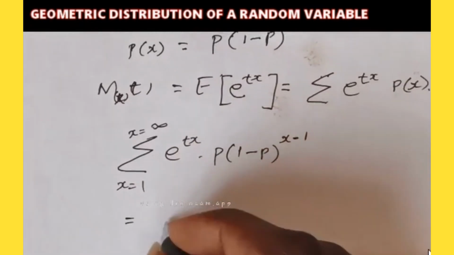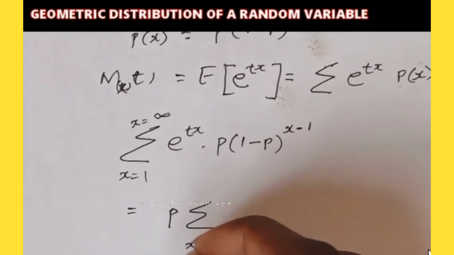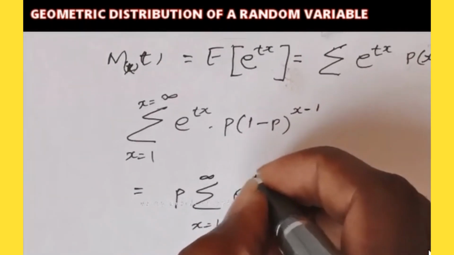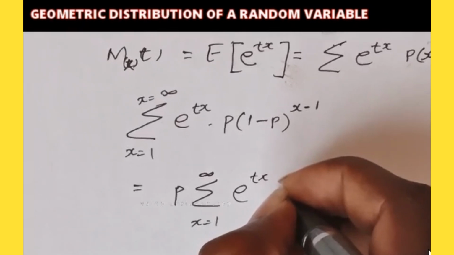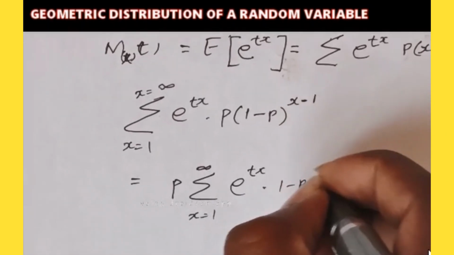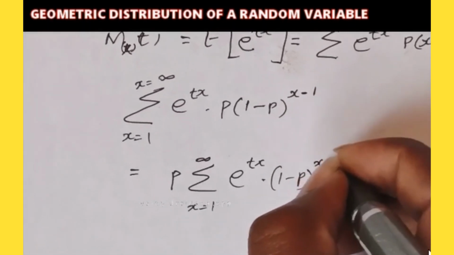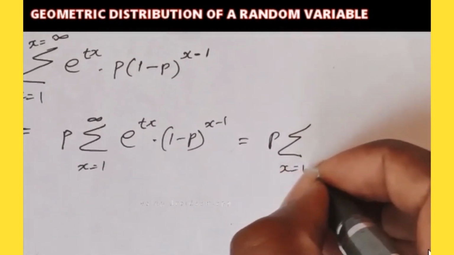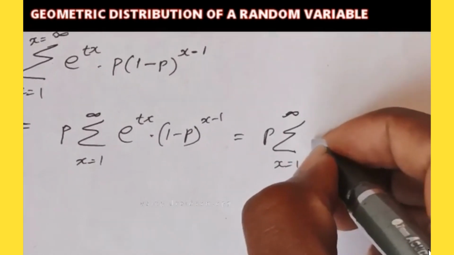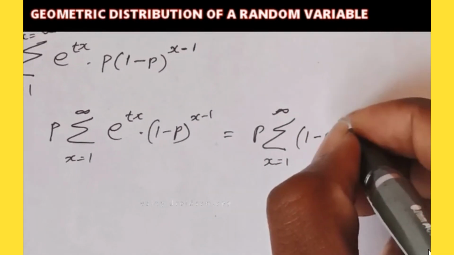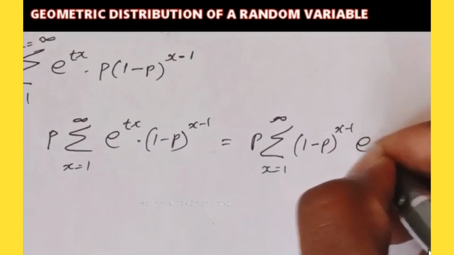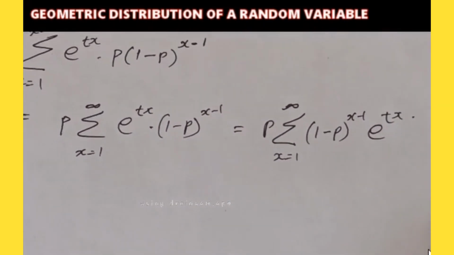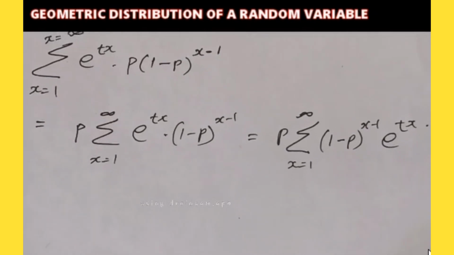So our equation is going to be p times the summation of x from 1 up to infinity of e^(tx) multiplied by (1 minus p) raised to x minus 1. You can write this as p, then the summation from x is 1 up to infinity of (1 minus p)^(x minus 1), multiplied by e^(tx).